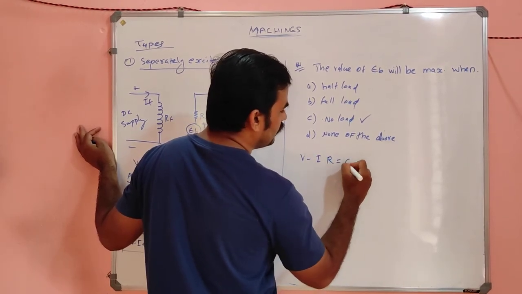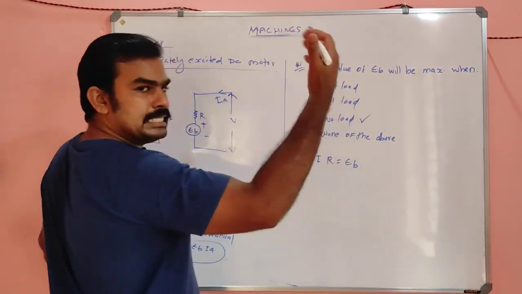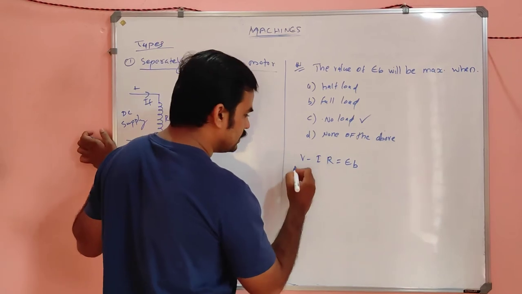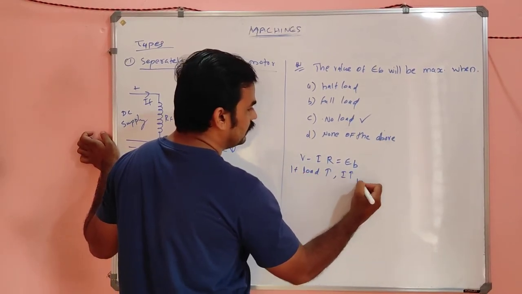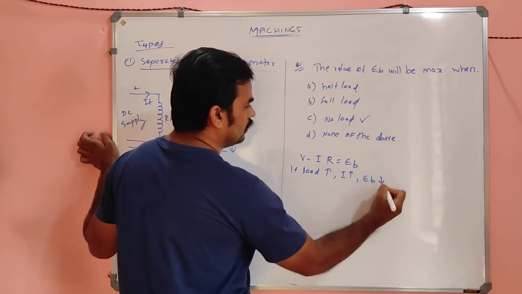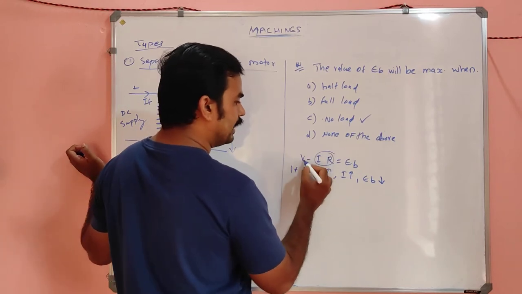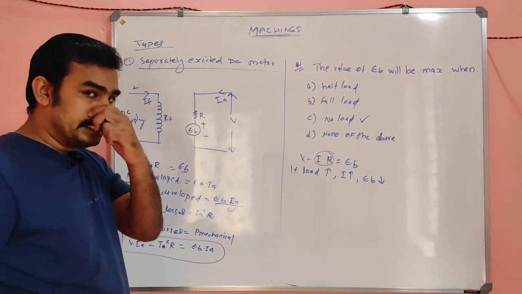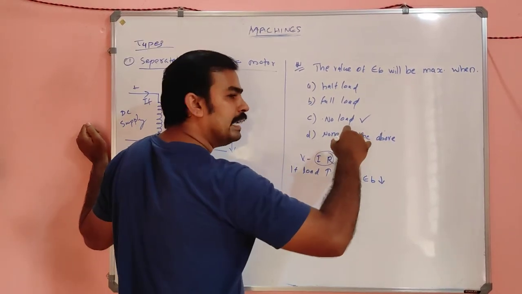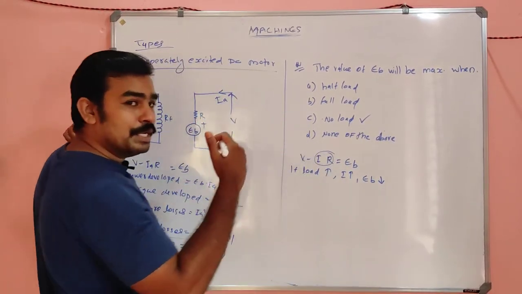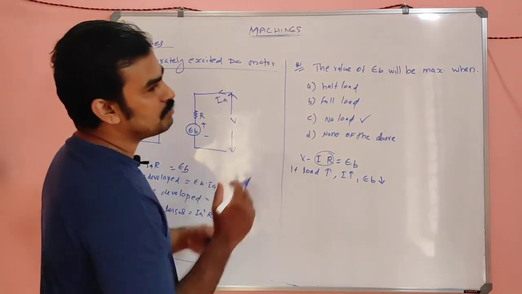Will be equal to what? EB, correct? Will be equal to EB. If load increases, what happens, my dear? I increases, correct? If load increases, I increases. So EB will what, my dear? Decrease. If this increases, the factor V minus I into R, I into R increases, so EB will be decreased, correct? So EB will be increased only when I is very, very low. I is very low only in the no load condition, my dear.